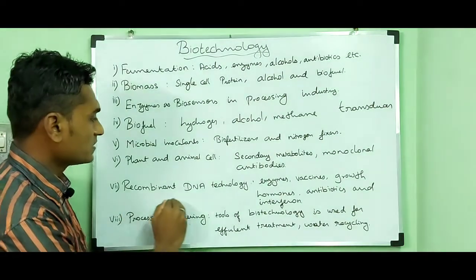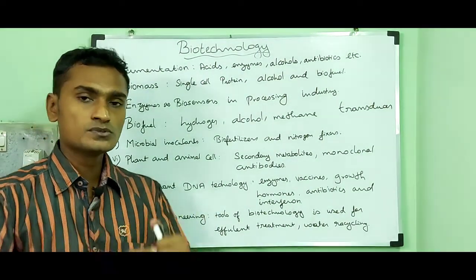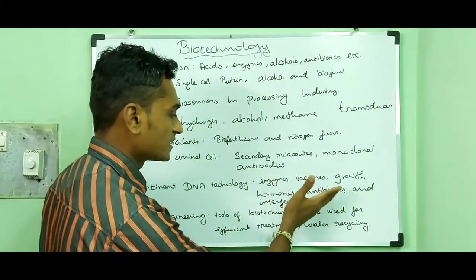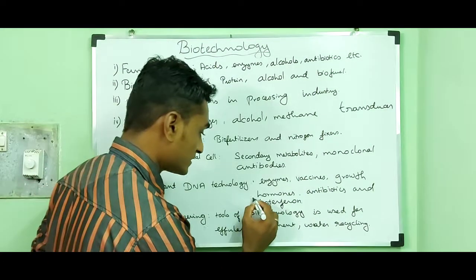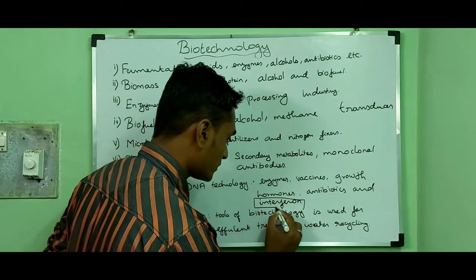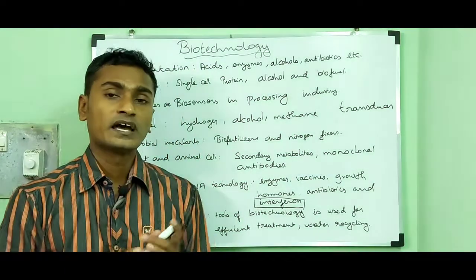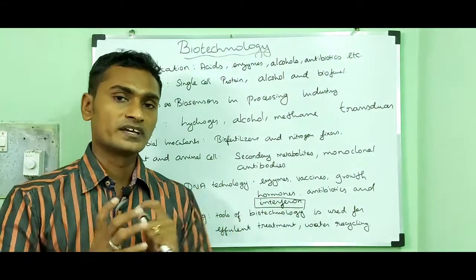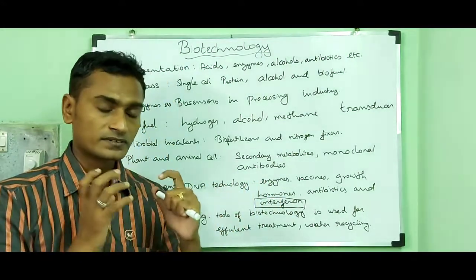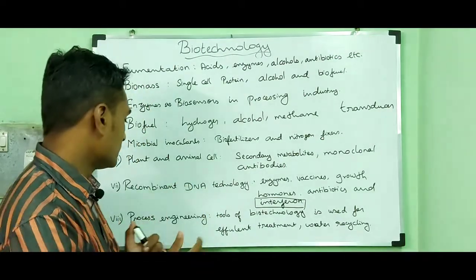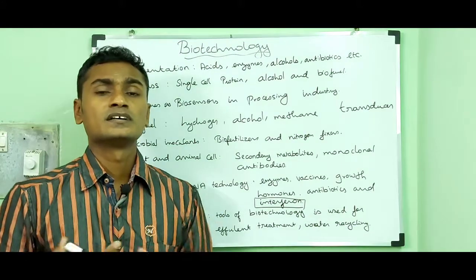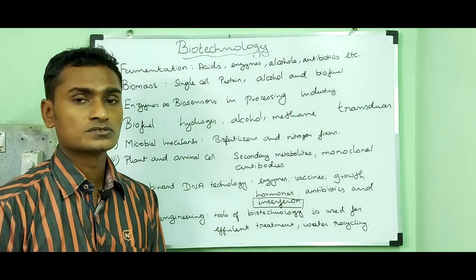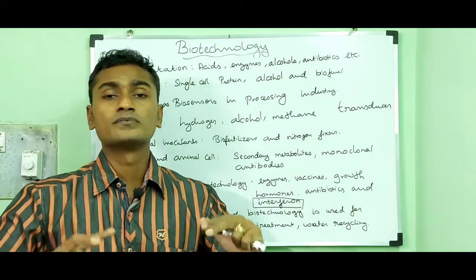Then recombinant DNA technology. By using recombinant DNA technology, we can produce enzymes, vaccines, growth hormones, antibiotics, and interferon. So interferons are very important proteins. Interferons are nothing but antiviral proteins. So that antiviral protein can stop the activity of viruses. Interferon means antiviral protein. Then by using recombinant technology we can produce enzymes, vaccines, and growth hormones. So by manipulating the gene we can produce a value added product.